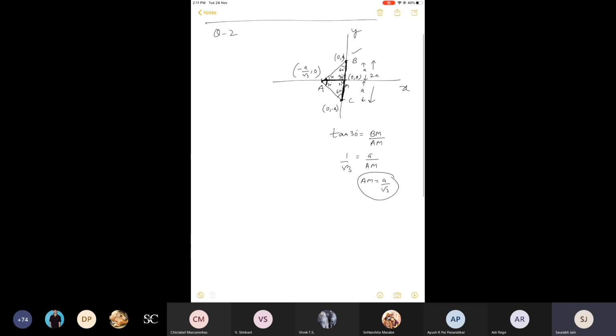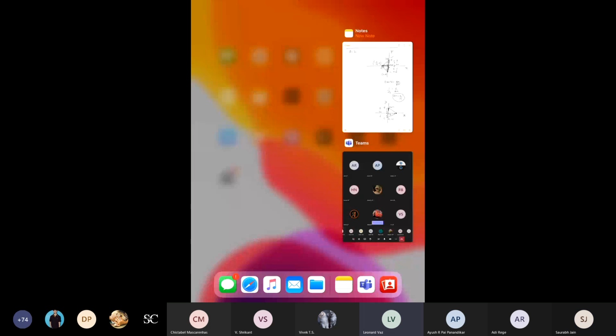However, we can make this diagram like this also, where B and C are on the y-axis, because it is given in the question, and A can be on this side also. So as a result, these two will remain the same, 0, a and 0, minus a, using the given information. But this point, now it will be on this side, and this length will come out to be a root 3.